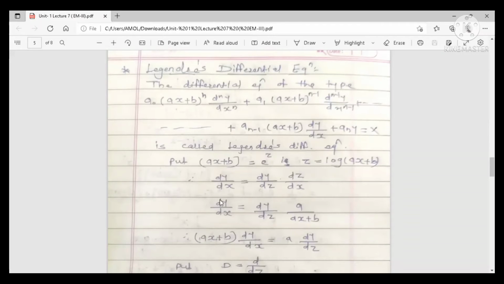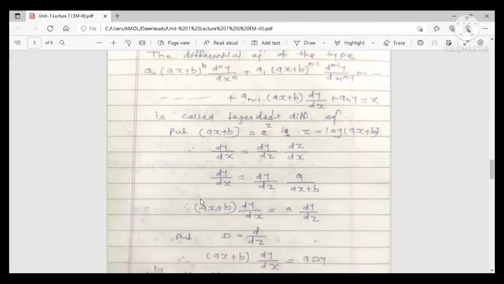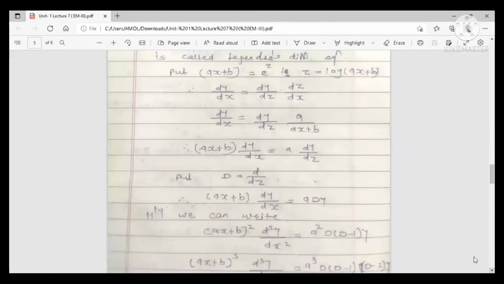And how to reduce the terms here? You just see, (ax plus b) into dy by dx, its replacement is a into Dy, where D is d by dz. It means (ax plus b) into dy by dx, its replacement is a into Dy. And similarly, (ax plus b) whole square into d2y by dx square is equal to a square into D(D minus 1) into y. Remember these substitutions only.